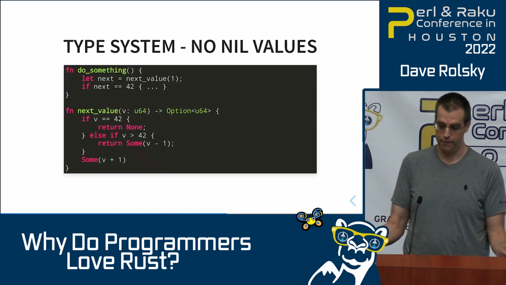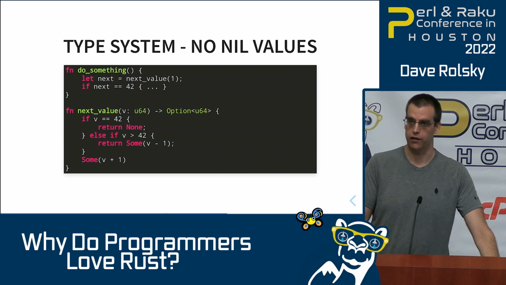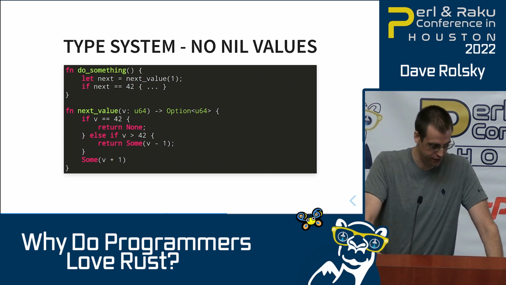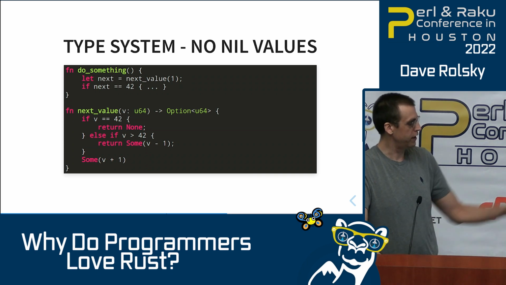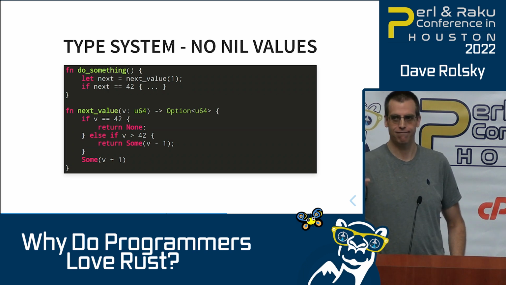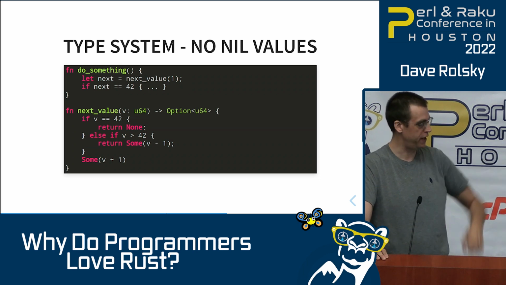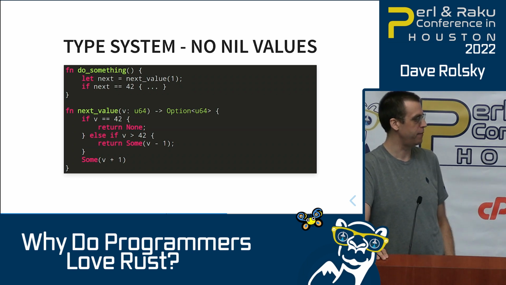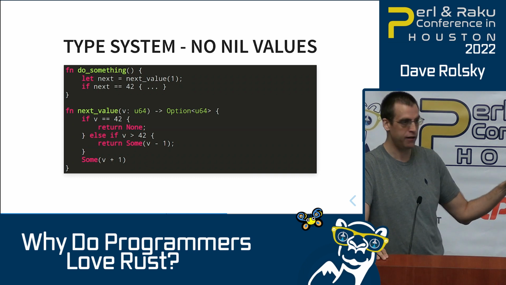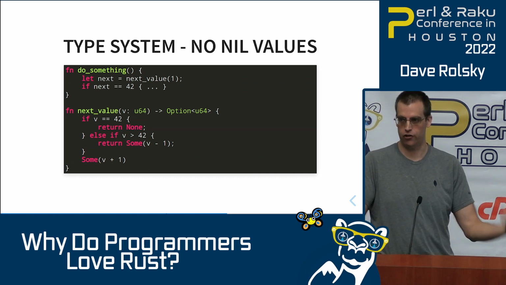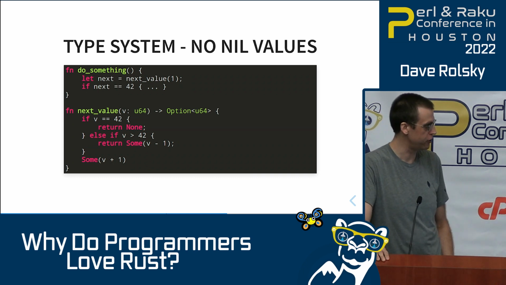Another thing that's really great about the type system is there's no nil values. And this gets back to Results that I was talking about earlier. So let's say we have something that could return nothing. In that case, we use Option. Option is a generic type. It can be an Option of anything. So we call our next value method, and either it's going to return None or it's going to return Some integer, some unsigned 64-bit integer.